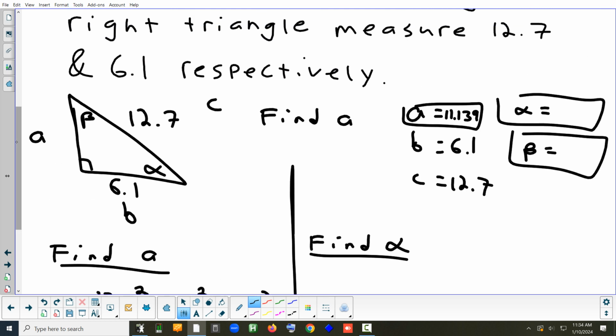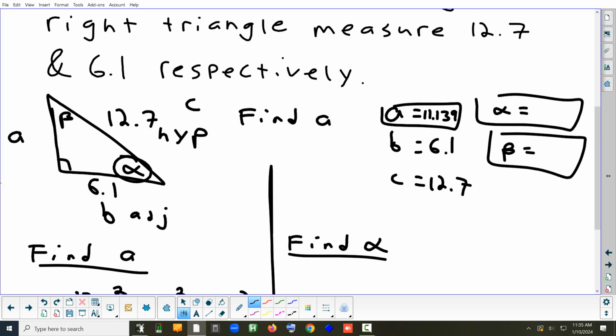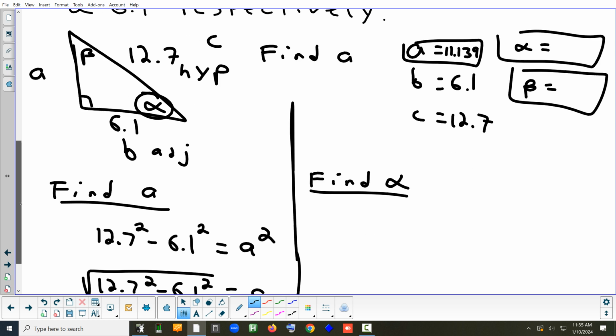Okay, so let's look at our triangle. Everything is going to be from the perspective of alpha. What's the position of the two sides that we know relative to alpha? Adjacent and hypotenuse. This is adjacent. This is hypotenuse. So which trig function has adjacent and hypotenuse in it? Cosine. All right, so this time it's going to be cosine.